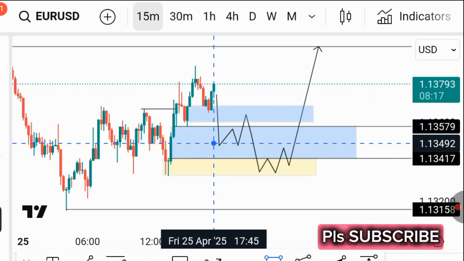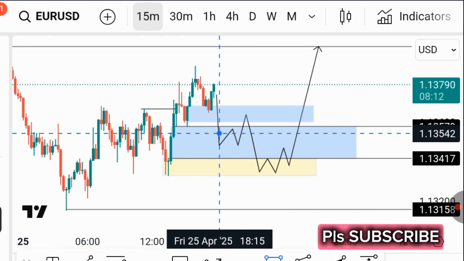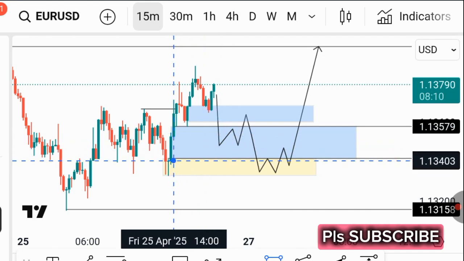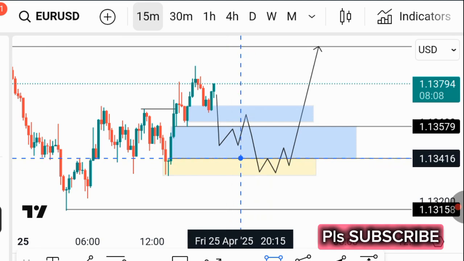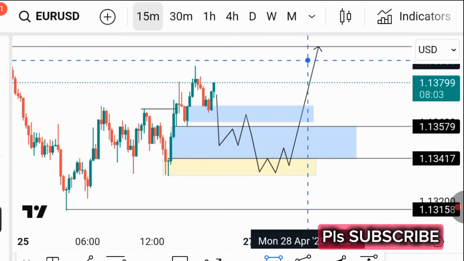And coming to the fair value gap, we are likely to experience an inducement, and price is expected to drop to the order block level here for us to have a good opportunity to buy to the upside.